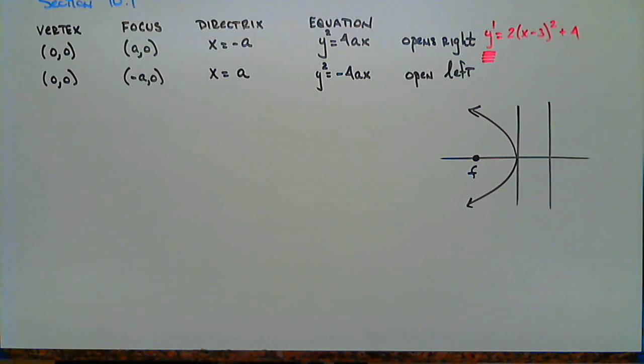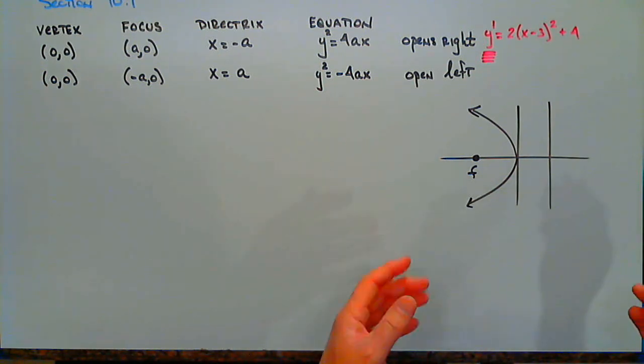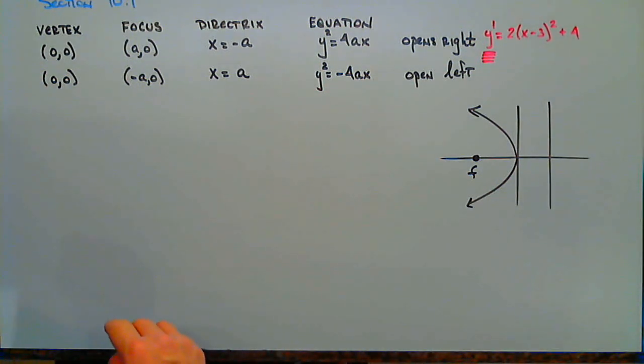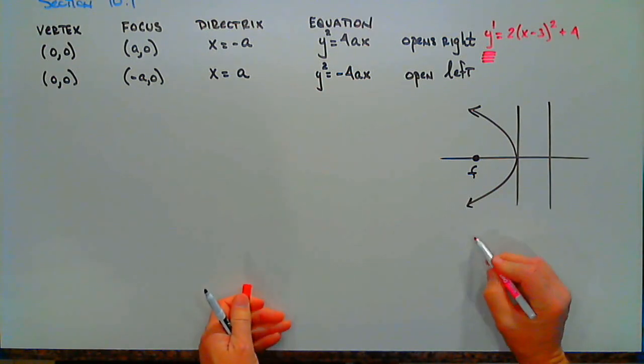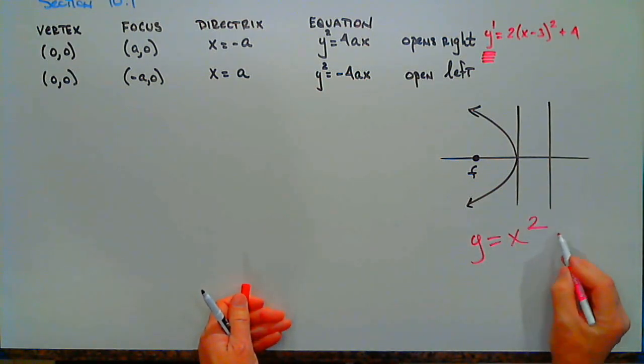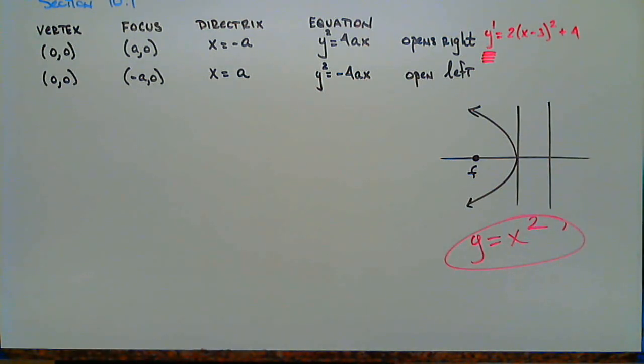Now what about up and down? How is up and down different from right and left? Well, back in Algebra 2, we had this person, y equals x squared. This was our basic problem. It opens up. Well, now we focus on x squared, don't we? We focus on x squared.